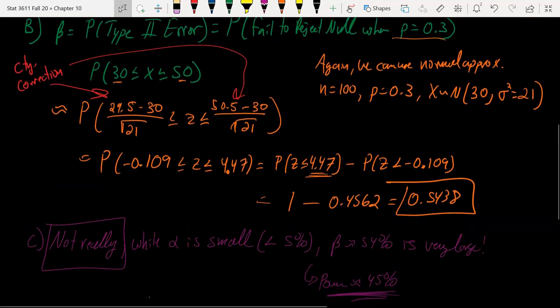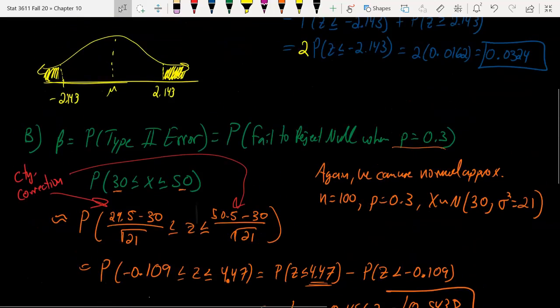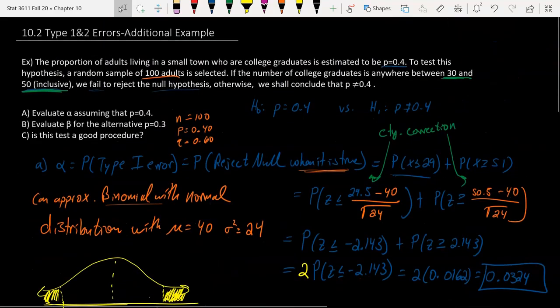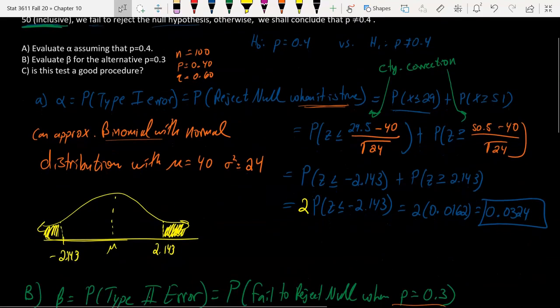How could we change that? We would have to change our fail to reject region, right? If we narrow the fail to reject region, we're going to increase the type 1 error a little bit, but we'd also decrease the value for beta as well. But that's neither here nor there. This is how we can compute our type 1 and type 2 errors.